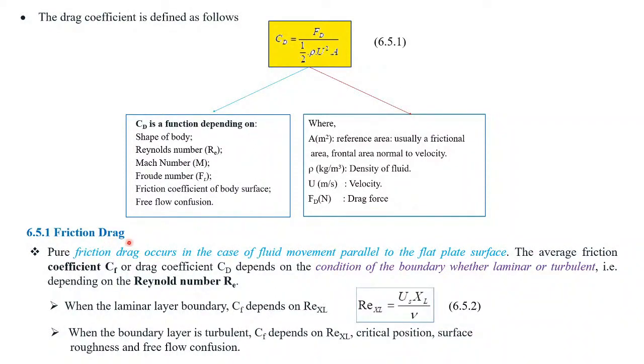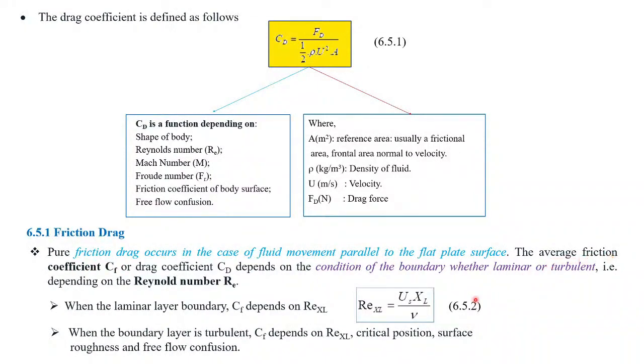Friction drag. That means the drag due to the friction force. Pure friction drag occurs in the case of fluid movement parallel to a flat plate surface. If we have a flat plate surface and this is parallel to the movement, so the drag force just comes from the friction only, so we call it friction drag force.